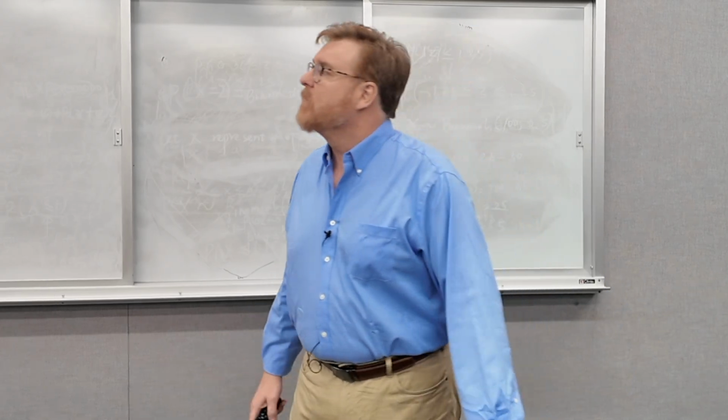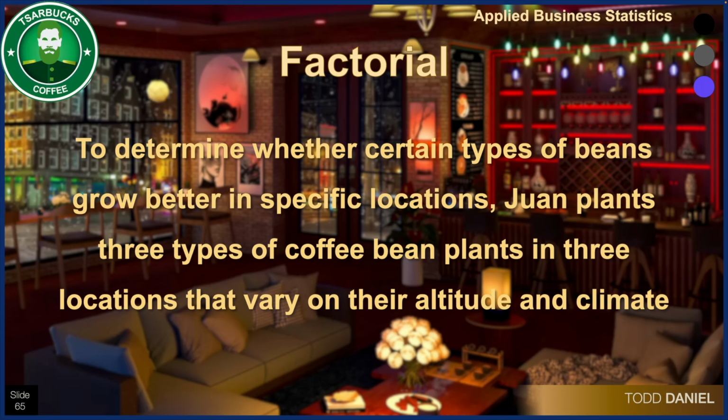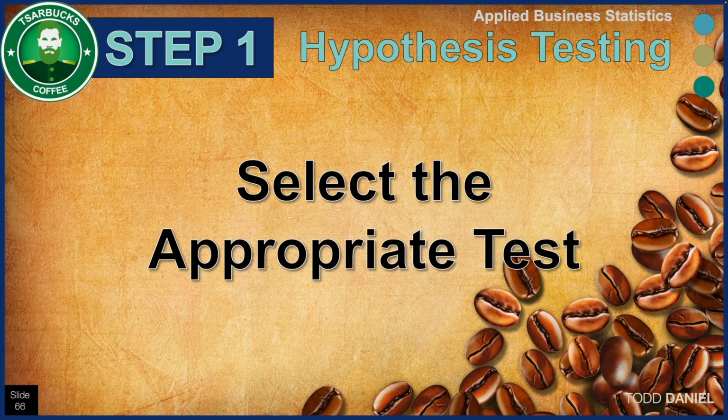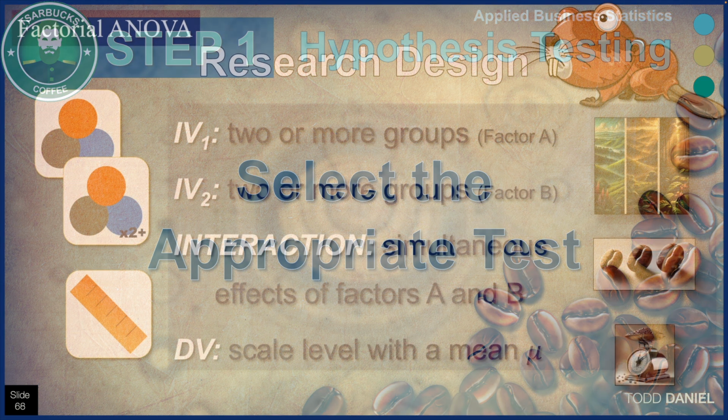Here's our setup. To determine whether certain types of beans grow better in specific locations, Juan plants 3 types of coffee bean plants in 3 locations that vary on their altitude and climate. So given that, we can determine which test we are going to use. To select the appropriate test, let's look at our research design.